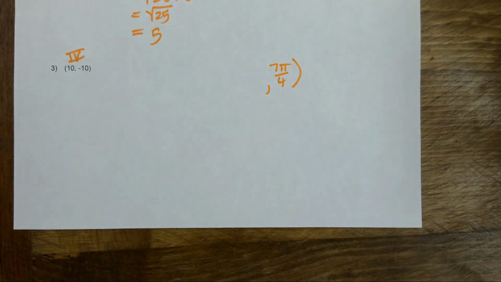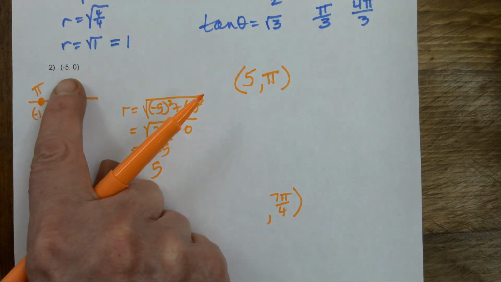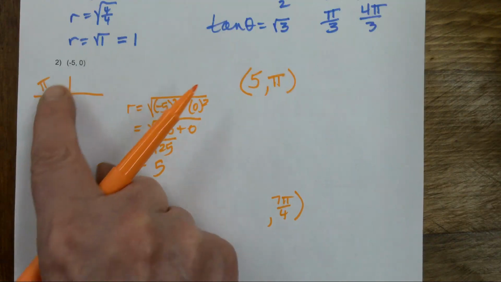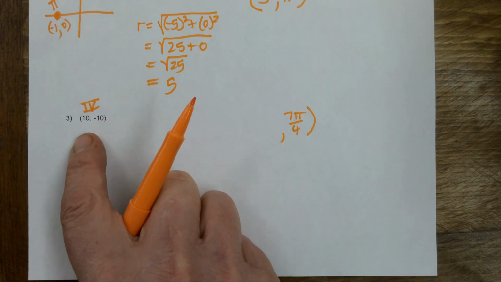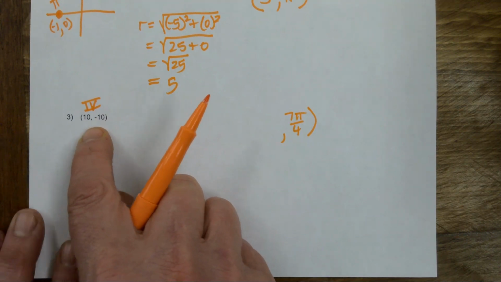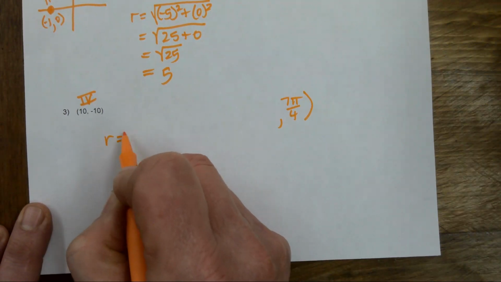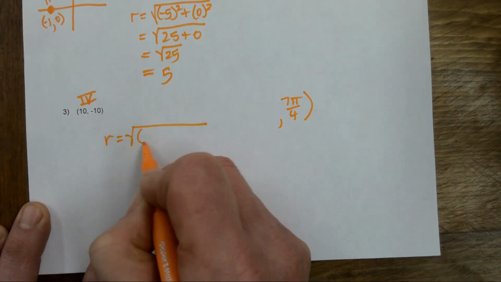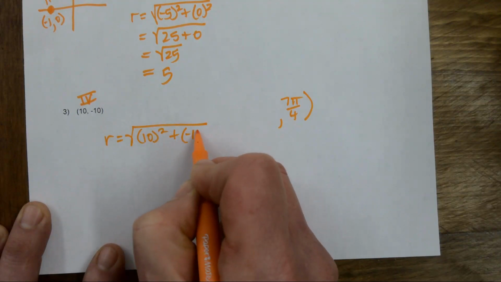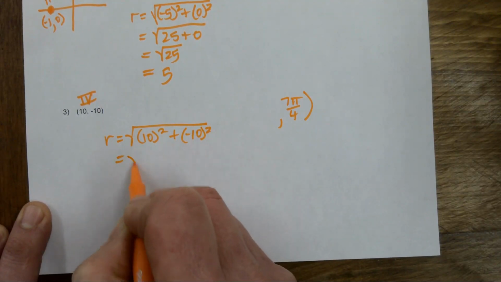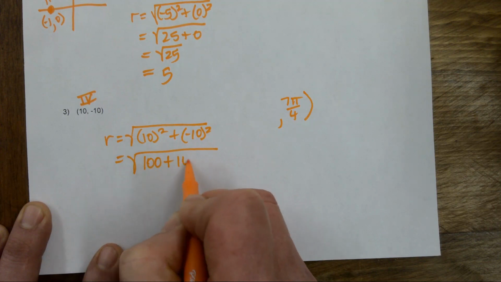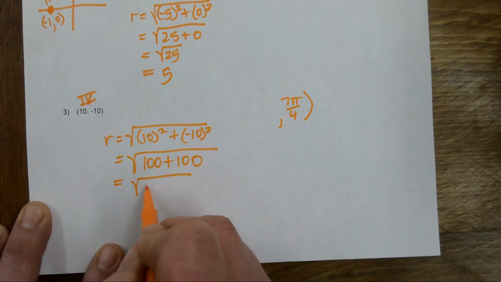Is the radius 10? Can I make that guess that it's 10? No. It doesn't work like this last one did, because I'm comparing it to 1 and negative 1. This I'm comparing to the square root of 2 over 2, square root of 2 over 2. So sometimes I might be able to see it. Other times, I'm going to have to depend on this. So this is 10 squared plus negative 10 squared, which is 100 plus 100, or the square root of 200.